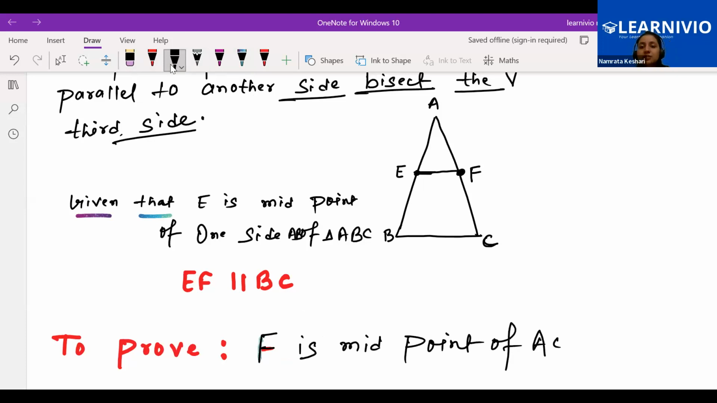Please, is everyone getting what the question says? Yes or no? Yes, ma'am. Let's try proving it. Try it, then we'll be doing it. Take 2 minutes, think about it, and then we'll be doing it.